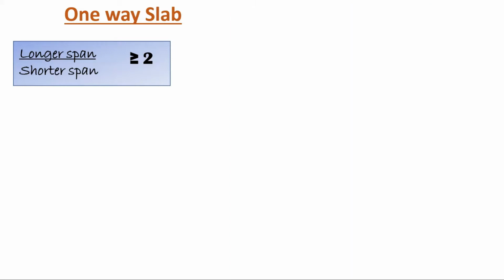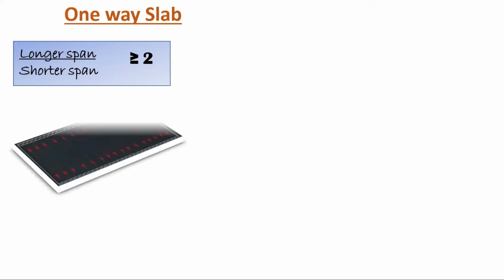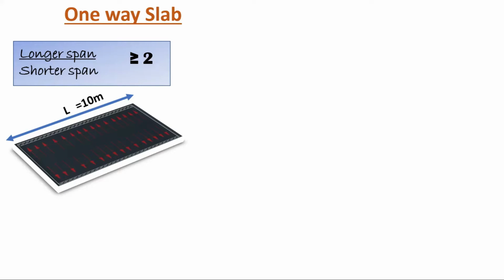Let us consider an example of a one-way slab. This is the length or longer span, and we are taking it as 10 meters. And this is the width or shorter span, and assume it as 4 meters. Next, we are going to calculate the longer span to shorter span ratio, that is, the length to width ratio. L equals 10 meters, W equals 4 meters, L by W equals 10 by 4 equals 2.5, which is greater than 2. Hence, this is an example of a one-way slab.